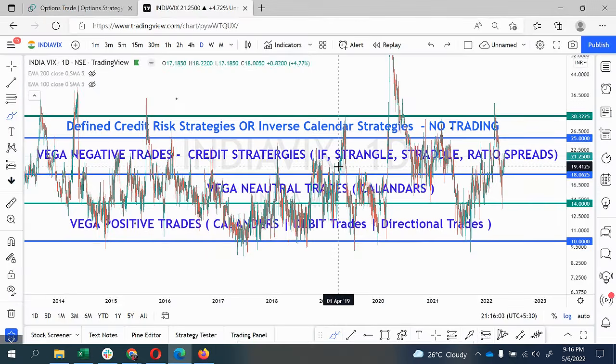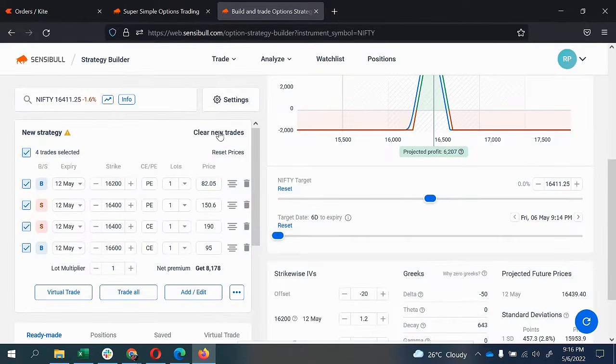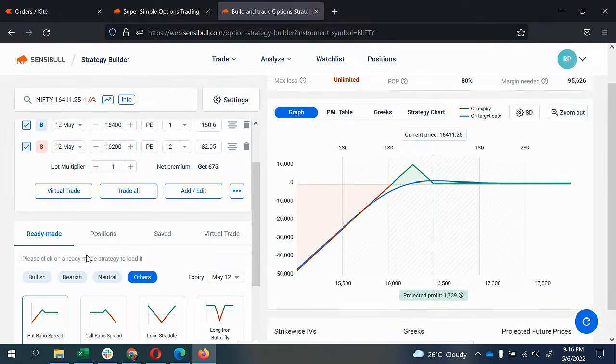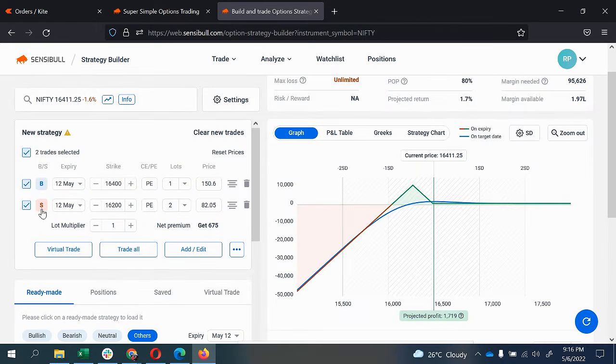Let me take you back to this. So I've shown you the iron fly. Let me show you the ratio spread. You know that a ratio spread is also a credit strategy, right? Strangle and straddle you can try at your end. Let me clear this. I'll go to others. I'm just deploying a ratio spread. What is a ratio spread? I have one buy and two sell.